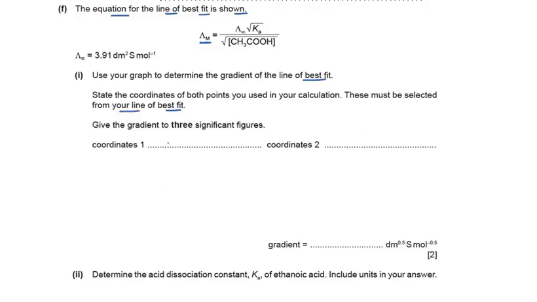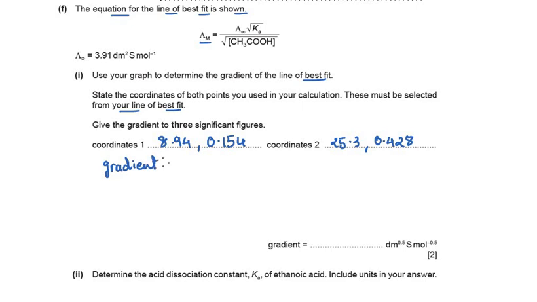So the coordinates for the 3rd point were 8.94 on the x-axis and 0.154 on the y-axis. Now the 6th point coordinates were 25.3 on the x-axis and 0.428 on the y-axis, and we need to find out the gradient for these points.